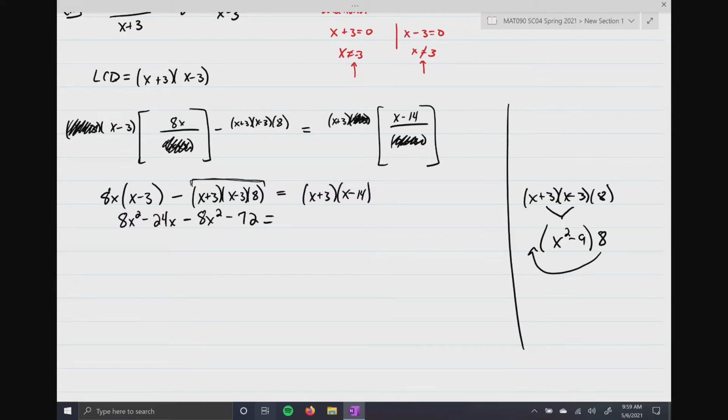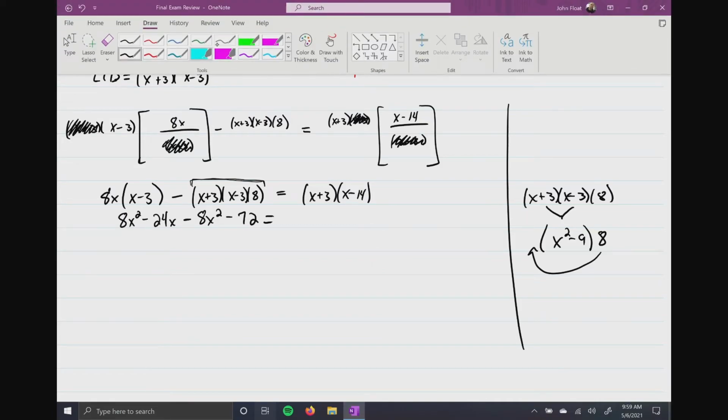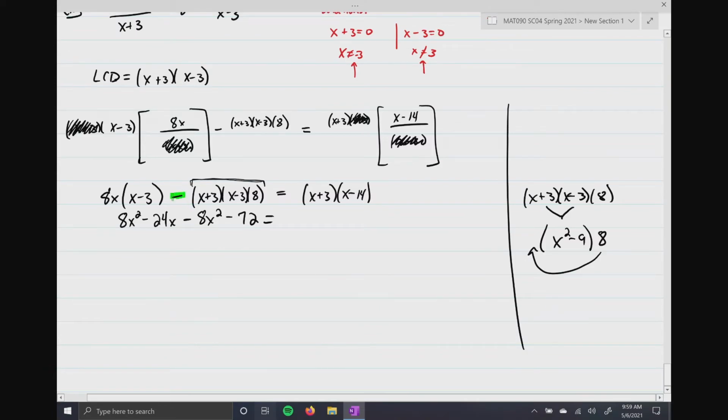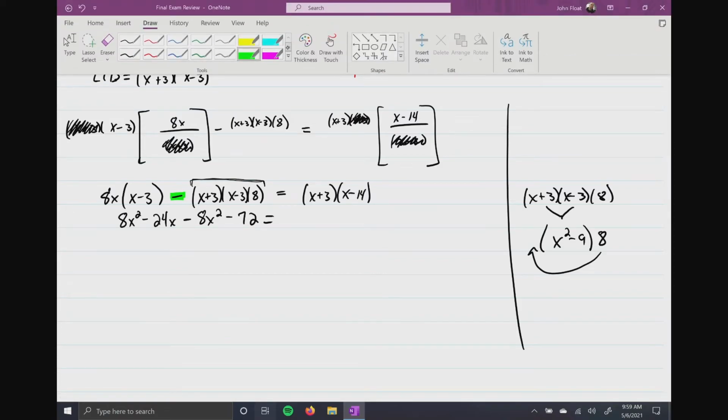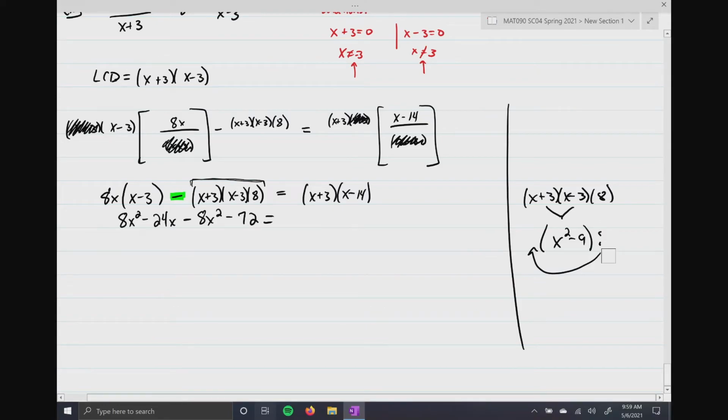All right, here's my mistake. It's minus this entire middle part, which means what I should have done on the far right side, so let me fix it, is I should have put a -8 there to give me negative x squared plus 72. So there's my mistake right there.